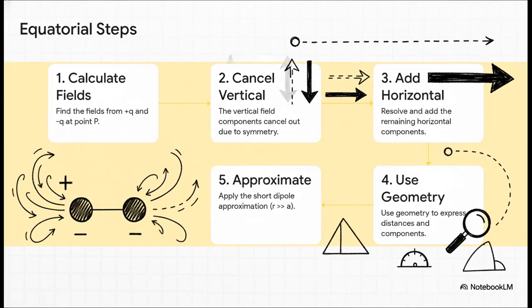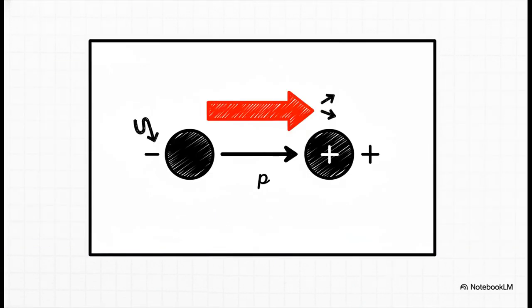Because of the beautiful symmetry of this setup, the upward pointing part of the field from the positive charge is perfectly canceled out by the downward pointing part from the negative charge. They just vanish. So all we have to worry about are the horizontal components, which are both pointing in the same direction. We add those two together, do a little bit of geometry, use that same short dipole assumption, and we're home free. And here it is, our second key result.